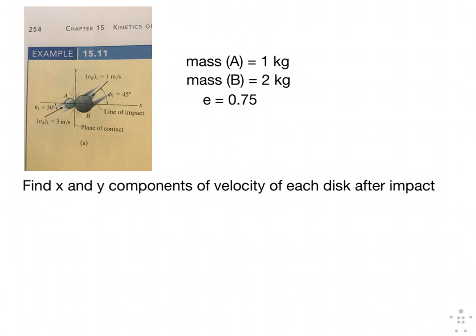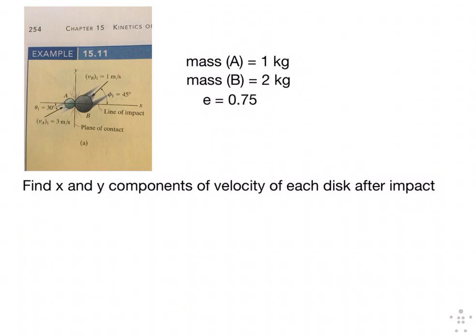The mass of A is 1 kilogram, the mass of B is 2 kilograms, and we have a coefficient of restitution between the two disks of 0.75. Now you can see that VA is approaching the line of impact at a velocity of 3 meters per second at an angle of 30 degrees, and disk B is approaching the line of impact at 1 meter per second at an angle of 45 degrees.